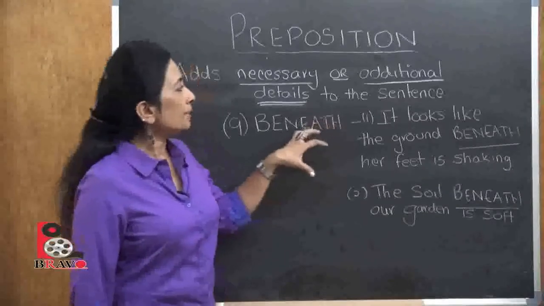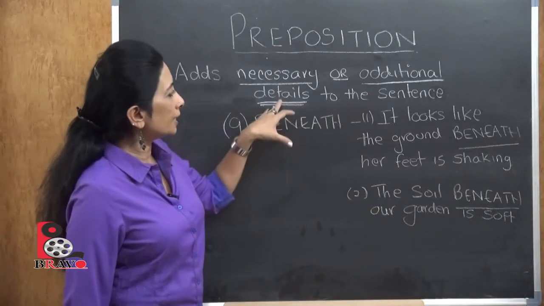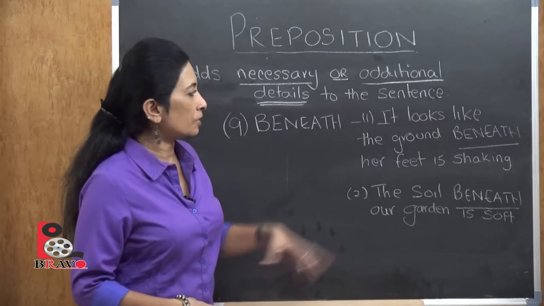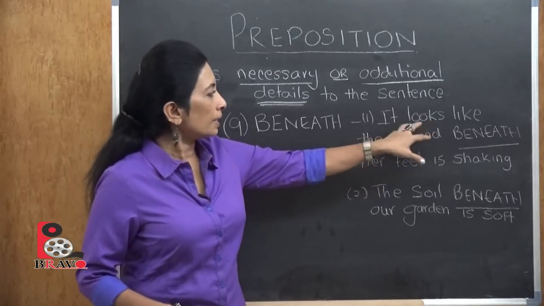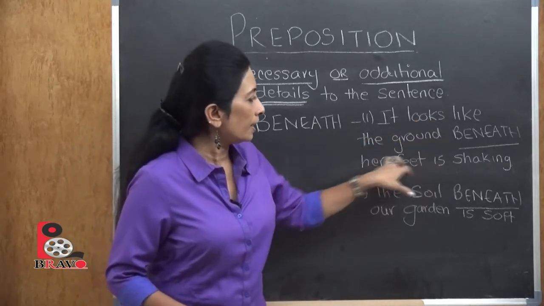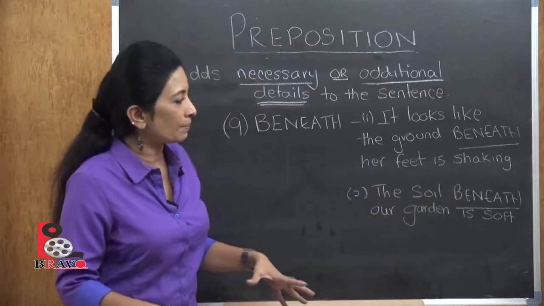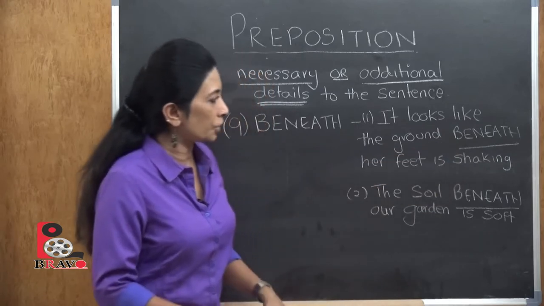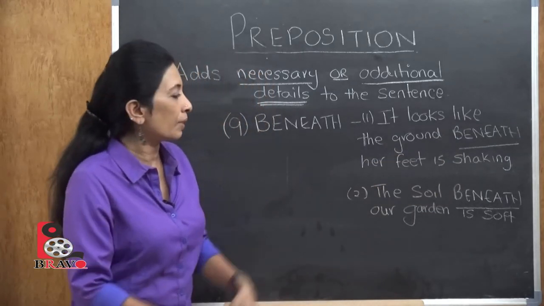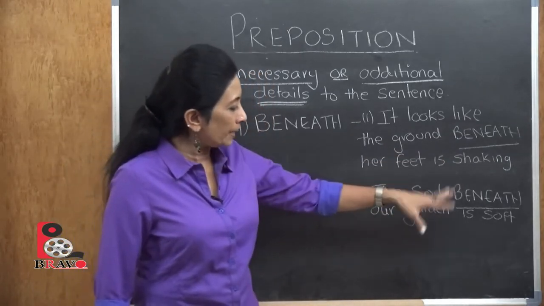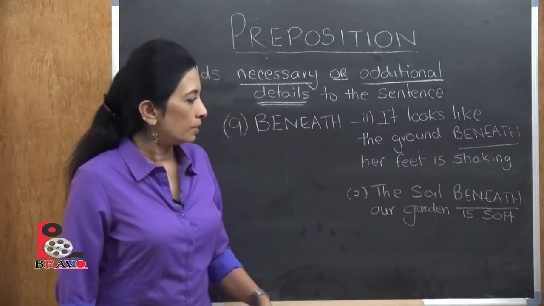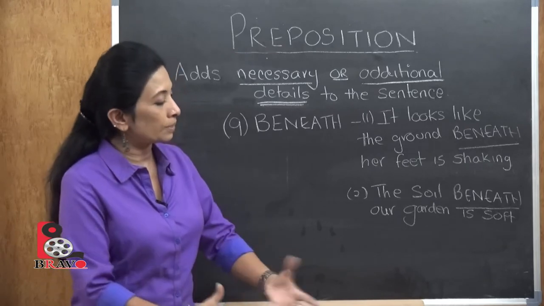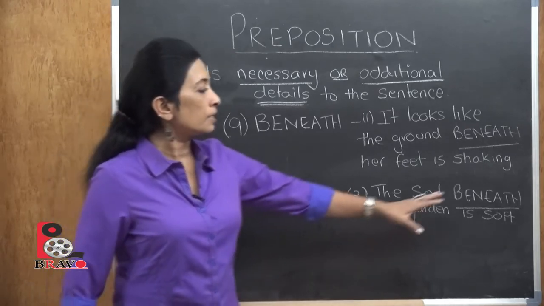So you can see beneath adds additional detail to form the sentences, the depth of the sentence. When you say it looks like the ground is shaking, it doesn't make much sense. But the moment you say it looks like the ground beneath her feet is shaking, that means the depth of the ground. The same thing here, the soil beneath our garden is soft. So the soil itself is on the lower ground, going further down, and it is soft.